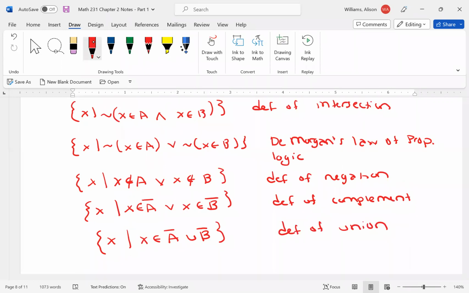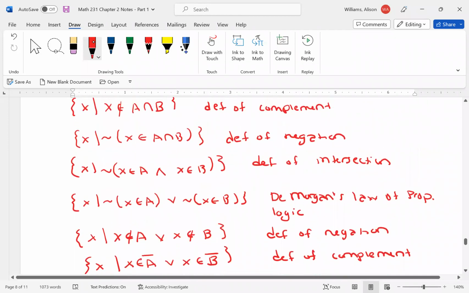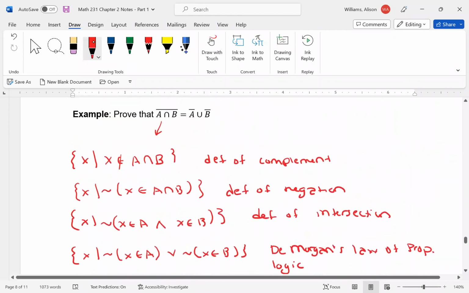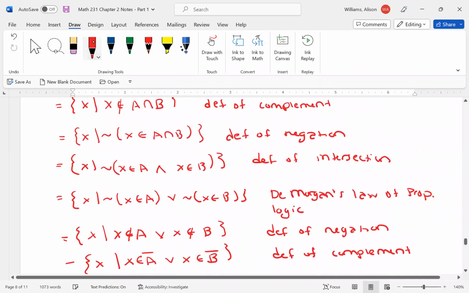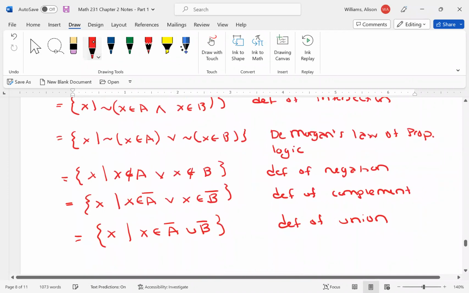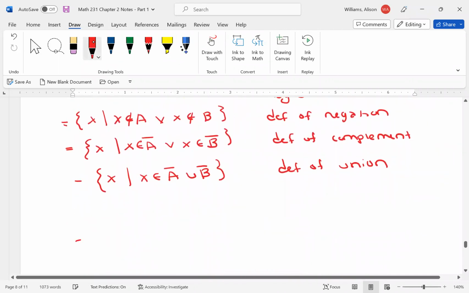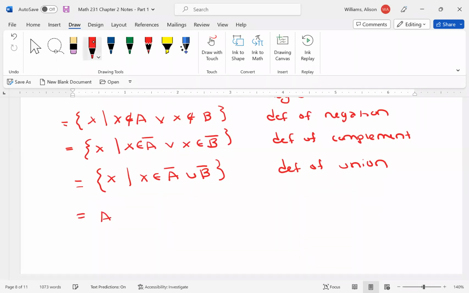Which means we are just really looking at the union of these two sets. So what we started with was saying that if we're looking at the complement of A intersect B, that ends up being this, which is this, which is this, and this happens to be the union of A complement and B complement. Yay, we did it. All right, so that's how you can show De Morgan's law.